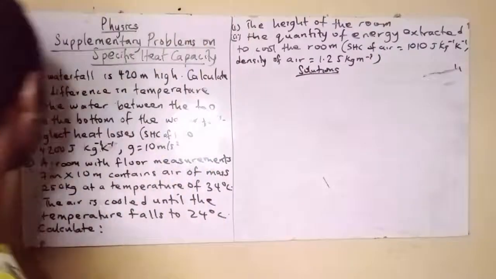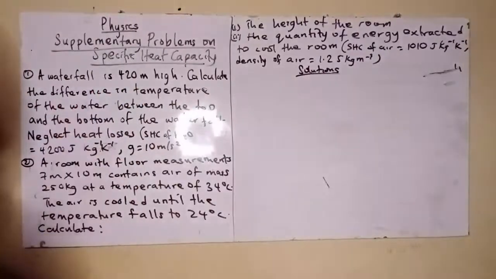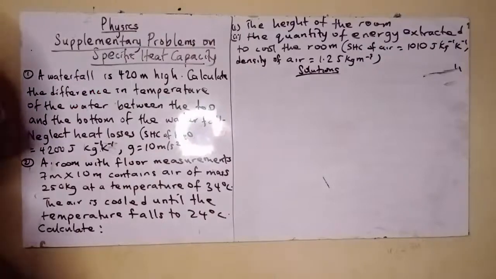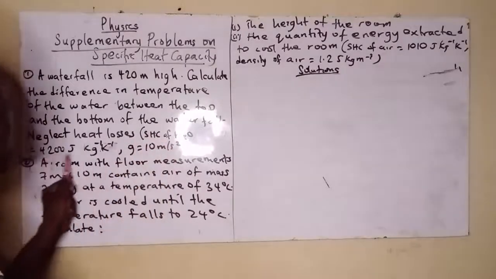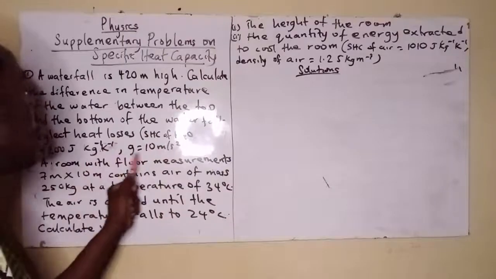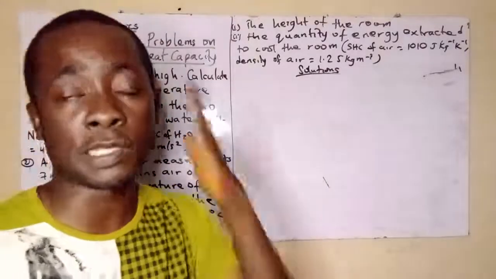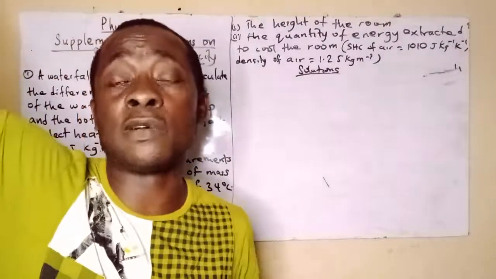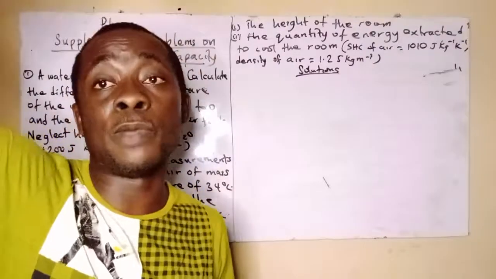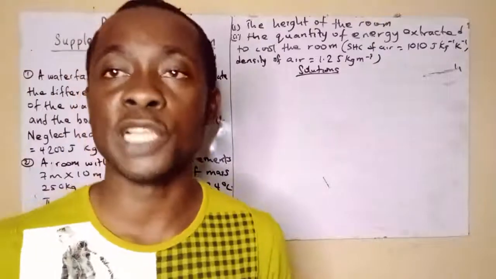Now, a waterfall is 420 meters high. Calculate the difference in temperature of the water between the top and the bottom of the waterfall. Neglect its losses. The specific heat capacity of water is 4,200, and gravity is 10 meters per second squared. They've given us that. Now, in this question, there is a waterfall. Water is falling from a height, and the energy that usually exists from a height is known as potential energy.